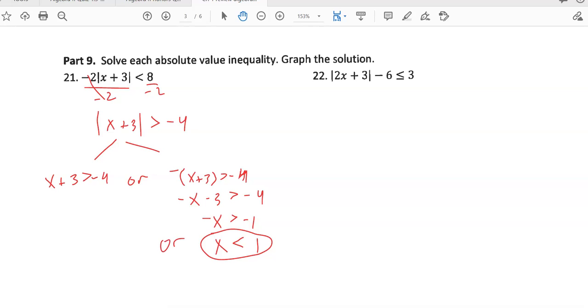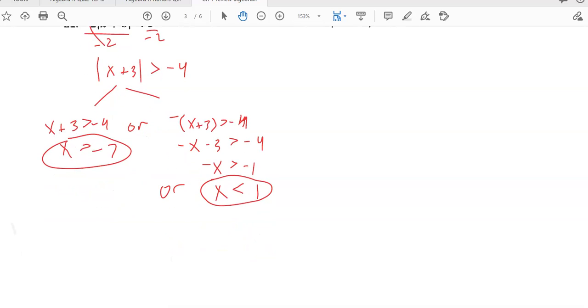So there's an OR statement here. And this will be subtract 3, so that'd be x greater than -7. So we have x greater than -7 or x less than 1.